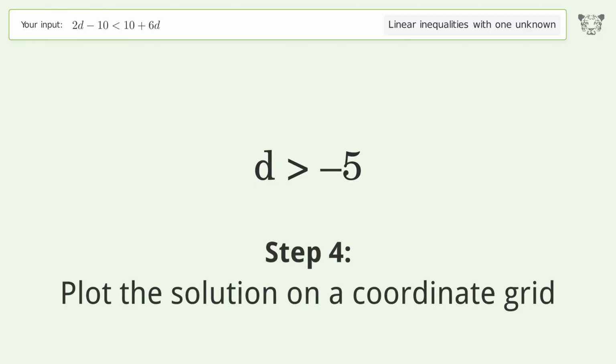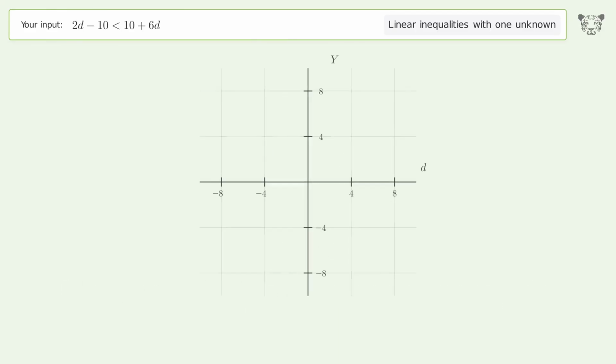Plot the solution on a coordinate grid. And so the final result is d greater than -5.